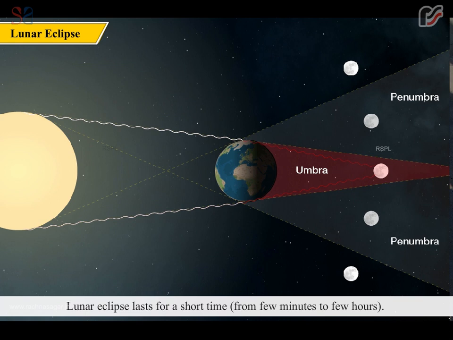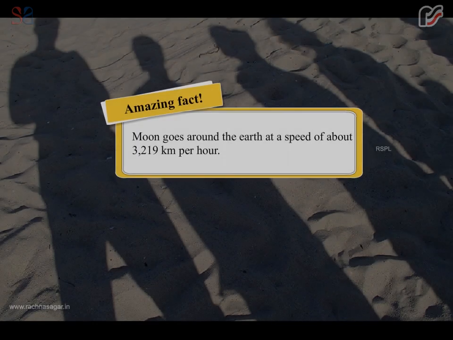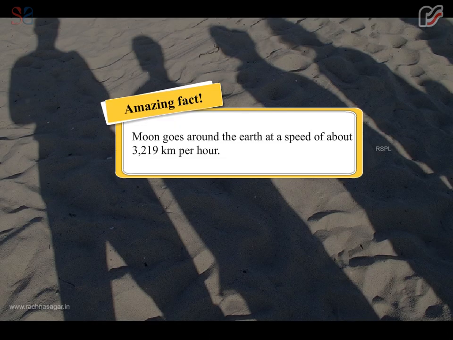Lunar eclipse lasts for a short time, for a few minutes to a few hours. Once the moon moves out of the shadow of the earth, it starts receiving the sunlight and can be seen once again. Amazing fact! Moon goes around the earth at a speed of about 3,219 km per hour.